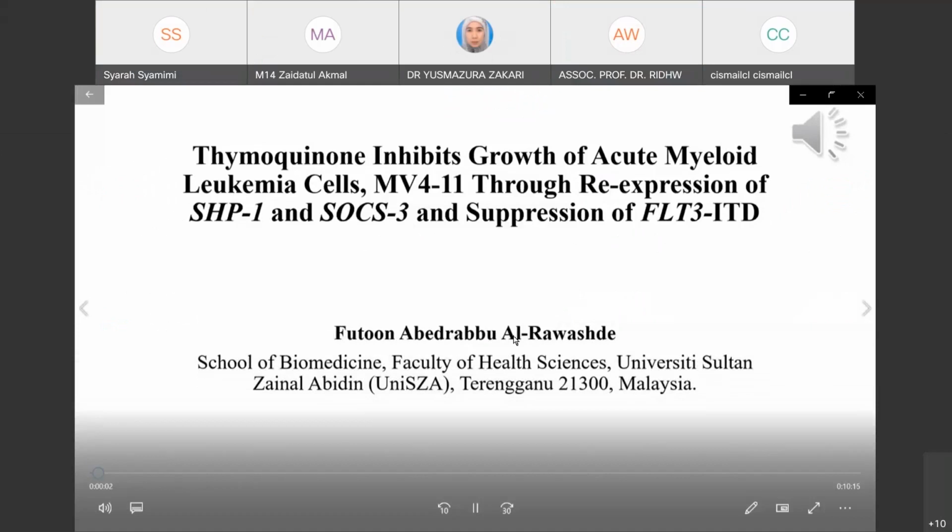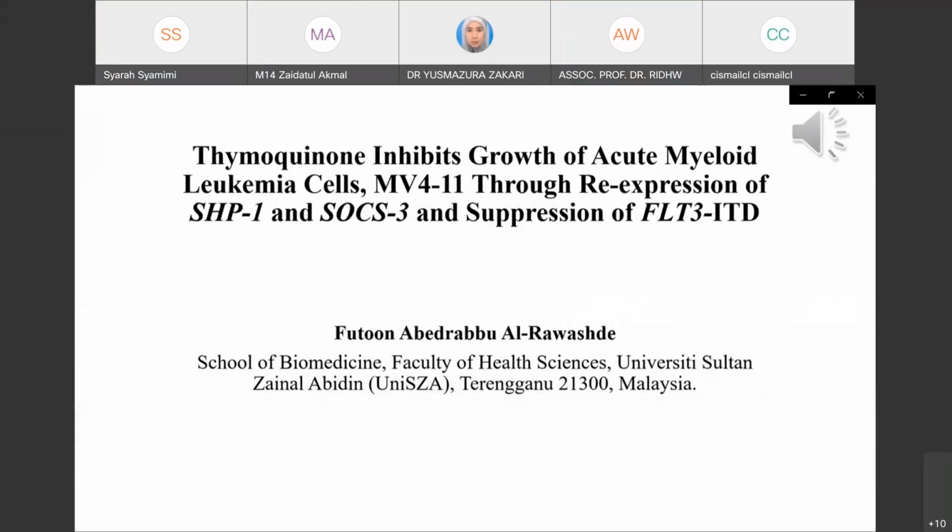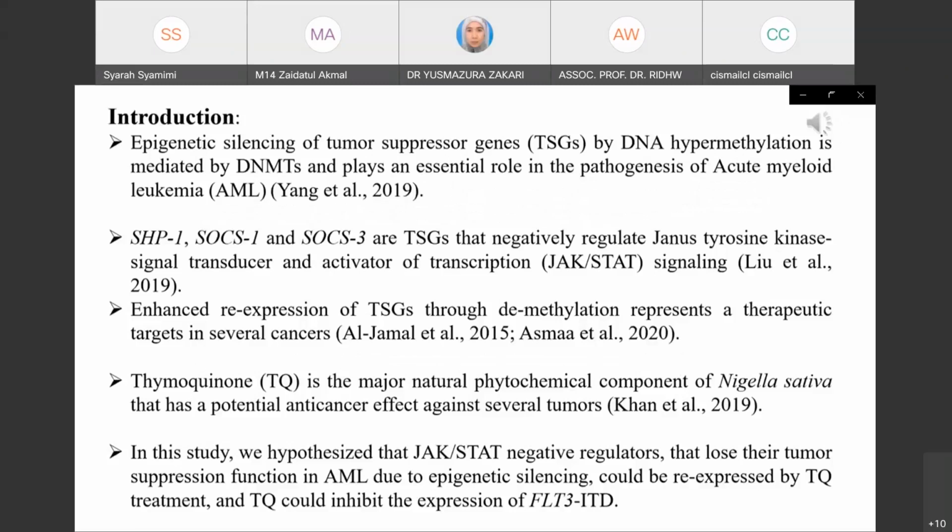Assalamu alaikum. My name is Futun Al-Rawashda. I am from the School of Biomedicine, Faculty of Health Science at UniSZA. My study title is Thymoquinone inhibits growth of acute myeloid leukemia cells, MV4-11, through re-expression of SHP1 and SOCS3 and suppression of FLT3 with internal tandem duplication. Epigenetic silencing of tumor suppressor genes by DNA hypermethylation is mediated by DNA methyltransferases and plays an essential role in the pathogenesis of acute myeloid leukemia.